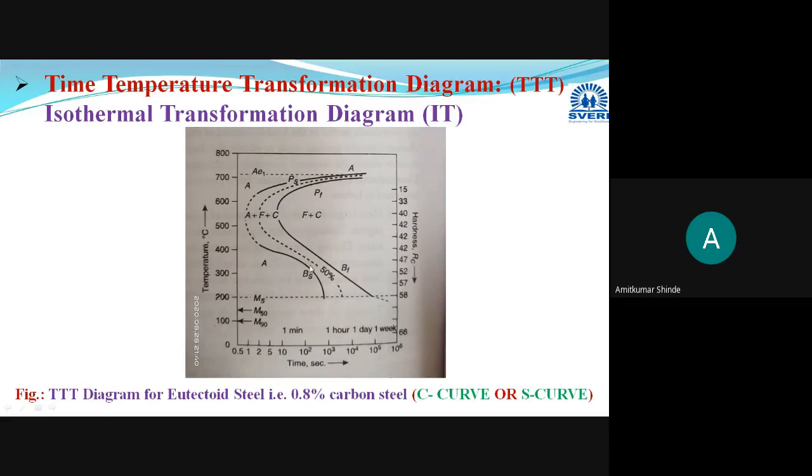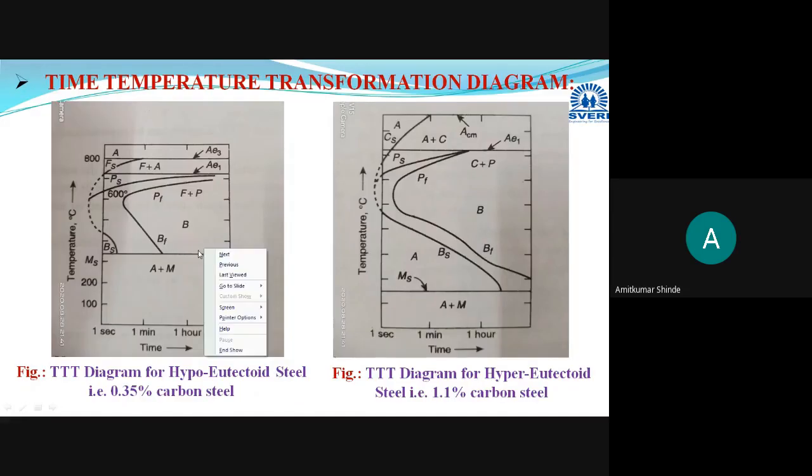Whichever curve is obtained has a C shape or S shape. That's why it is also termed the C curve or S curve. Now this is the diagram for eutectoid steel. Whenever the steel is hypoeutectoid or hypereutectoid, some changes occur, and the temperature lines will shift. In this way it will get shifted.